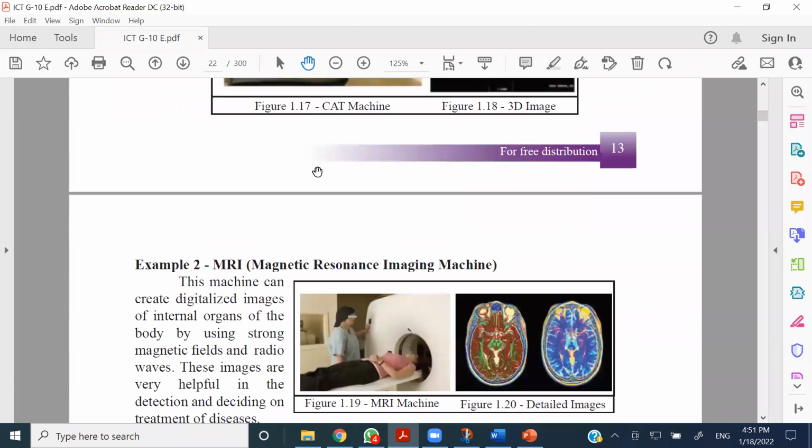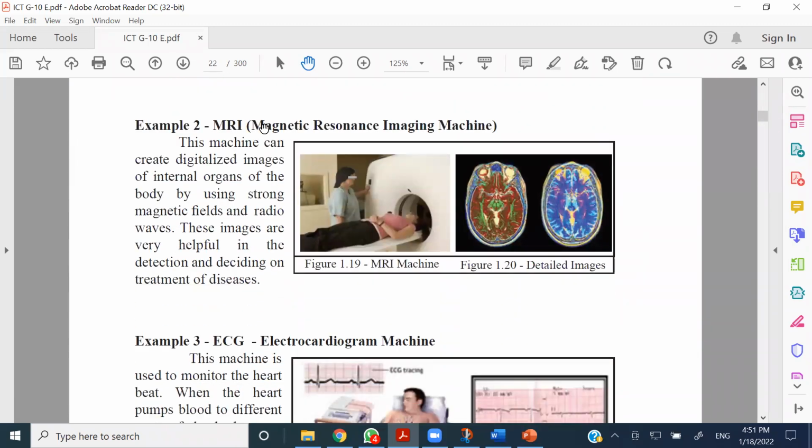So the next machine is called the MRI, which stands for magnetic resonance imaging machine. I think this is majorly used for brain activities, to take the digitalized image of the brain activities. But it can be used to take digitalized images of a lot of body parts according to the requirement of the medical people. So MRI is another machine that is used to take digitalized images. This is not giving you a 3D one, but a digitalized one.